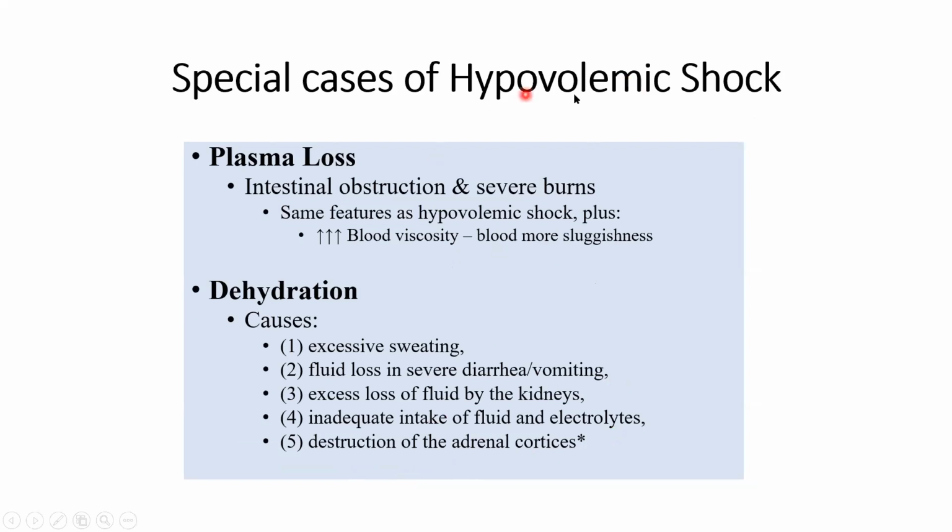Special cases of hypovolemic shock basically follow all the principles of hypovolemic shock, but there are certain subtleties which you need to remember, and they can be asked very conveniently in a viva. What's the special status of plasma loss only hypovolemic shock? So in this hypovolemic shock, whole blood has not been lost. It's only the plasma that gets lost.